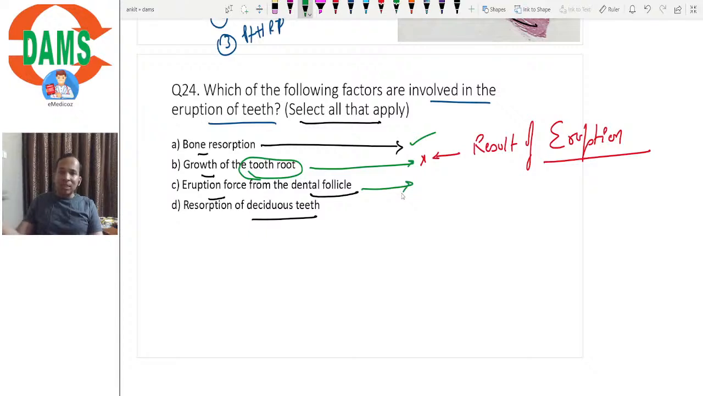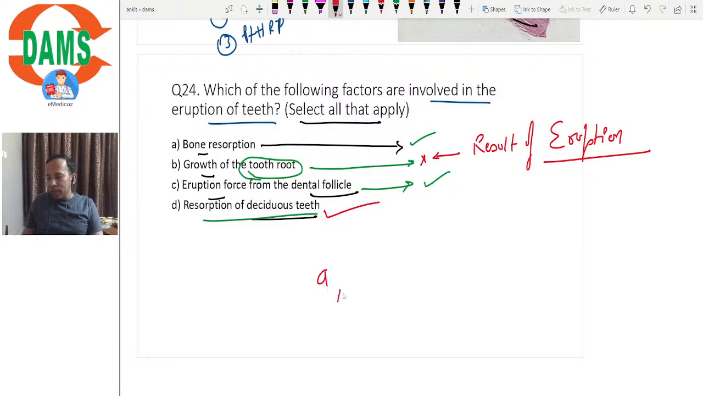Again, option C, eruption force from the dental follicle. We have just seen that dental follicle secretes some factors which help in eruption of the tooth. It lyses the overlying connective tissue and the epithelium. So yes, option C is also correct. Option D, that is resorption of deciduous teeth. Again, this is correct because it facilitates in the easy eruption of the permanent or the succedaneous tooth, isn't it? So we have three correct options here, that is A, C and D. So apart from option B, all the options are correct.